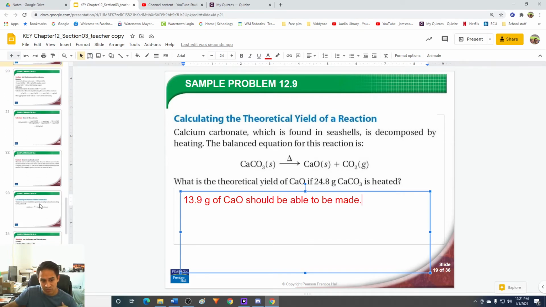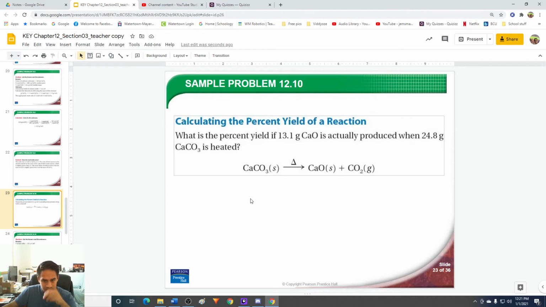Okay, so let's go on to the next question, and here's what it says. What is the percent yield if 13.1 grams of calcium oxide is actually produced when 24.8 grams of calcium carbonate is heated? All right, so here's the follow-up, and I figured this was coming. So we first calculated theoretically how much calcium oxide we could make. Okay, based on our calculations, we could make 13.9 grams. This problem now is saying, what is your percent yield if 13.1 grams of calcium oxide is actually made when you have 24.8 grams instead of 13.9?